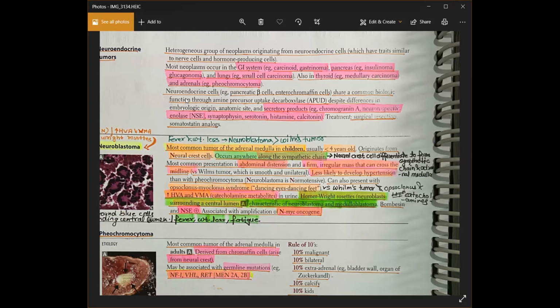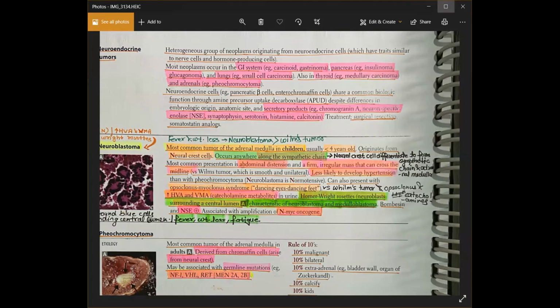So they all secrete products like chromogranin A, which we can detect, neuron-specific enolase, which we can detect, and synaptophysin, which we can detect. Many of the tumors secrete serotonin, which we can detect easily. Many of them secrete histamine, many of them secrete calcitonin, and we can detect every one of these secreted products. What is the treatment? Treatment will be surgical resection, and for any neuroendocrine tumor, you can always use somatostatin.